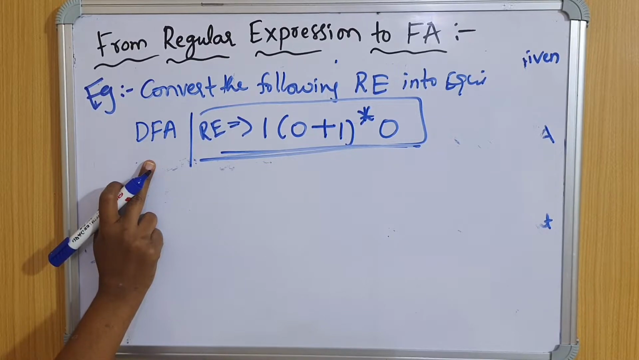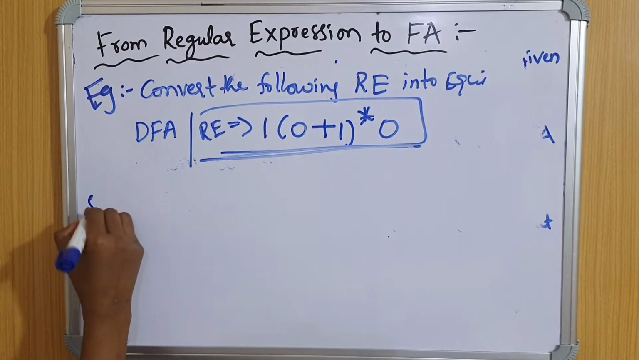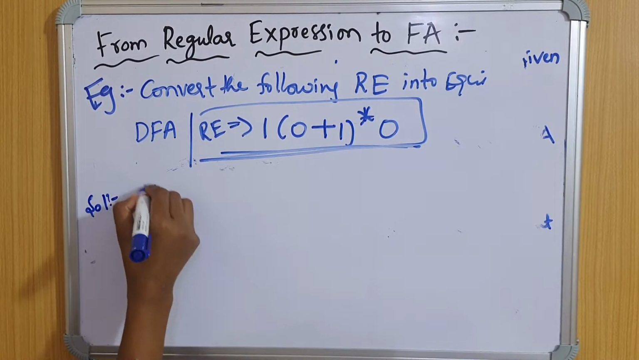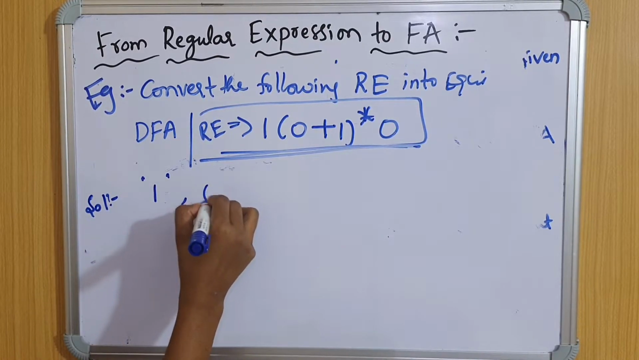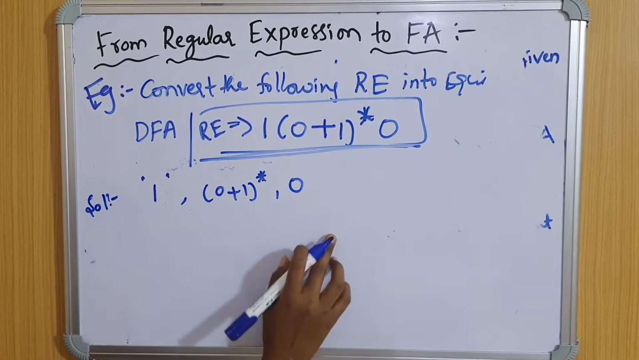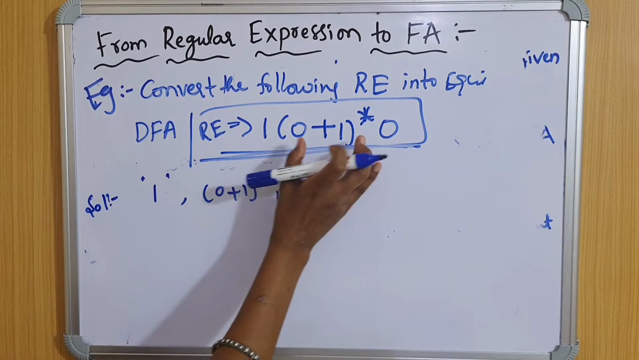What is our first step? We discussed before: we have to construct the transition diagram for a given regular expression by using the NFA with epsilon moves. For this solution, the given regular expression consists of 0, (0+1)*, and 0. These are the three individual things it consists of.